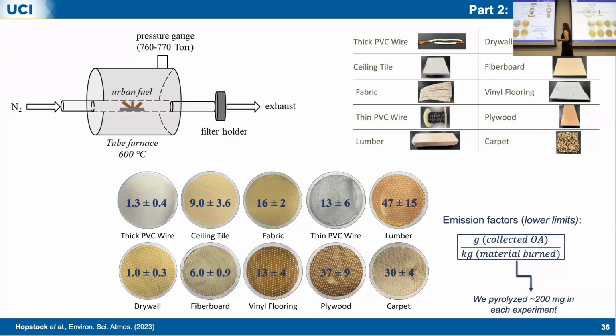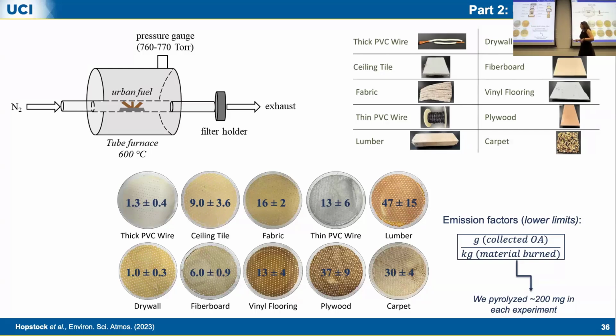So each of these pyrolysis runs, we were able to calculate the emission factors. That's the grams of collected organic aerosol in each filter divided by the kilogram of material we burned. And so we didn't pyrolyze kilograms worth of material. That's more relevant to a house fire. But in this case, our quartz tube that goes in the middle of our furnace is about an inch in diameter.